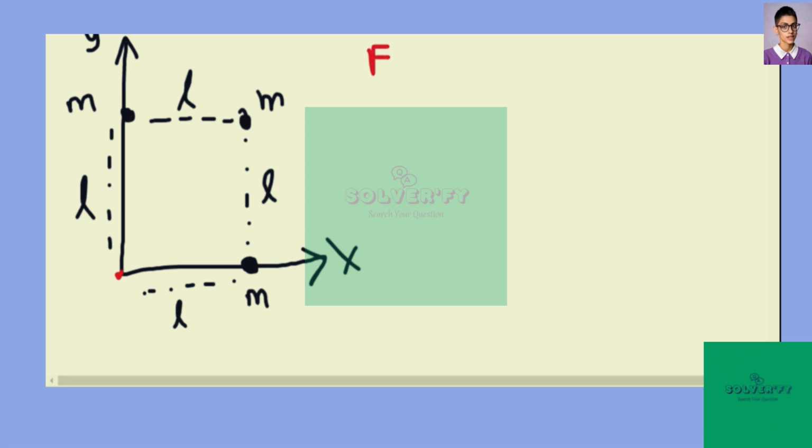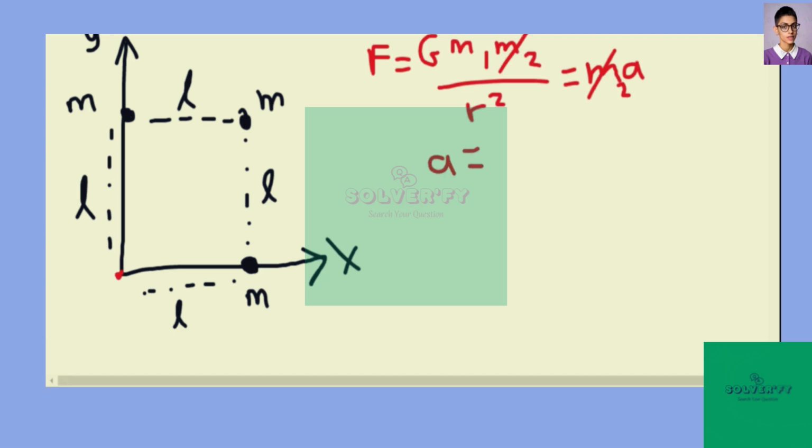We know that F equals G m1 m2 over r squared, which is mass times acceleration. Get rid of one of these, let's just say m2. So the acceleration is G m over r squared.